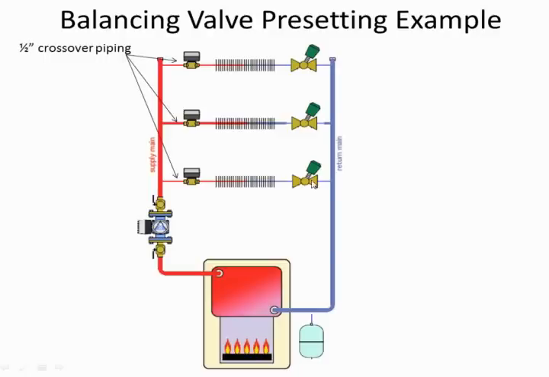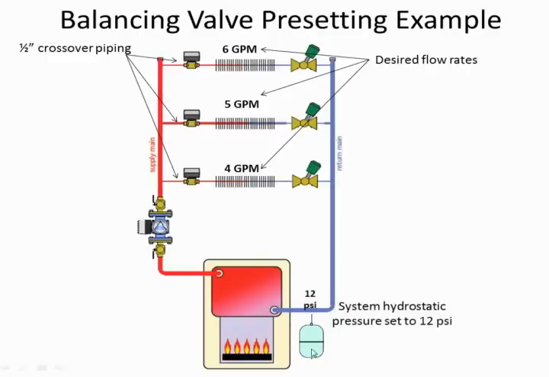So let's say each of our crossovers is a 1/2 inch copper pipe, okay? And let's say, for argument's sake, that our design flow rates are 6 GPM, 5, and 4 in each of those zones. And let's say that we have established our system pressure down at the boiler to be 12 psi, where our expansion tank perhaps is set.